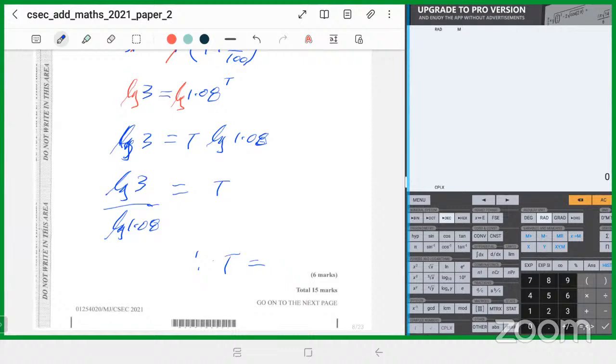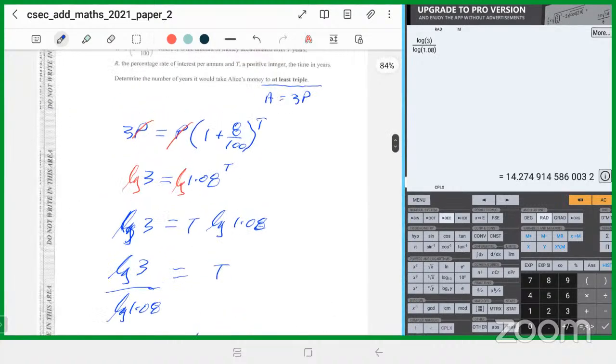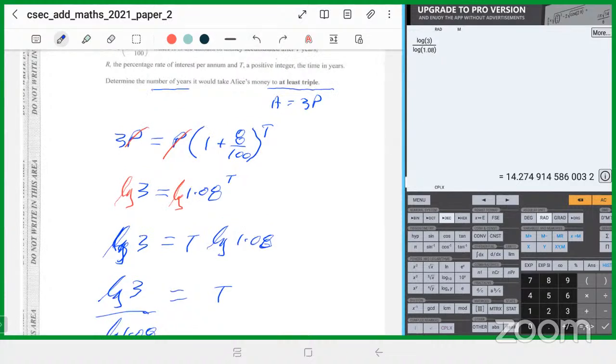So the fraction: log of 3 over log of 1.08. That's 14 years. So I'm saying at least triple, and determine the number of years. So I'm going to put 15, because at least means triple or more. If you put 14, it's not yet triple, it's 14.2 something.